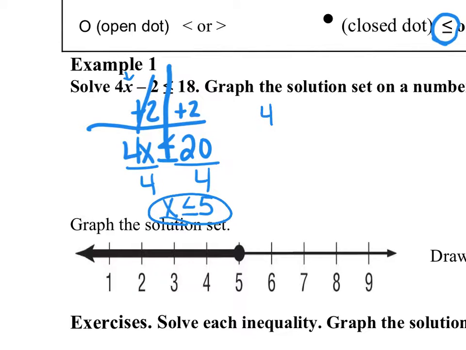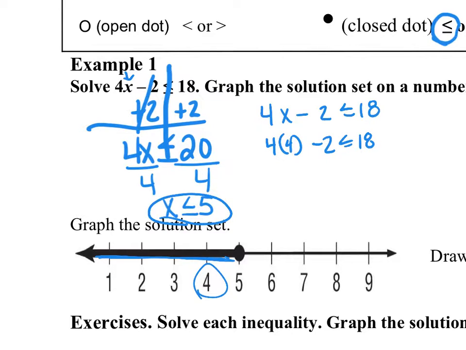So if this is my original problem, okay, I'm going to say a solution. If you look on this graph, a solution is any of these numbers and all the way down. So I'm going to pick 4. Okay, so I'm going to plug 4 back into my solution. So 4 times 4 is 16. 16 minus 2 is 14. 14 is less than 18. Is that true? Less than or equal to? It's less than or equal to. Yeah, it fits in that criteria. Is 14 less than or equal to 18? Yes, so it looks like what I solved is true, so my answer is valid.